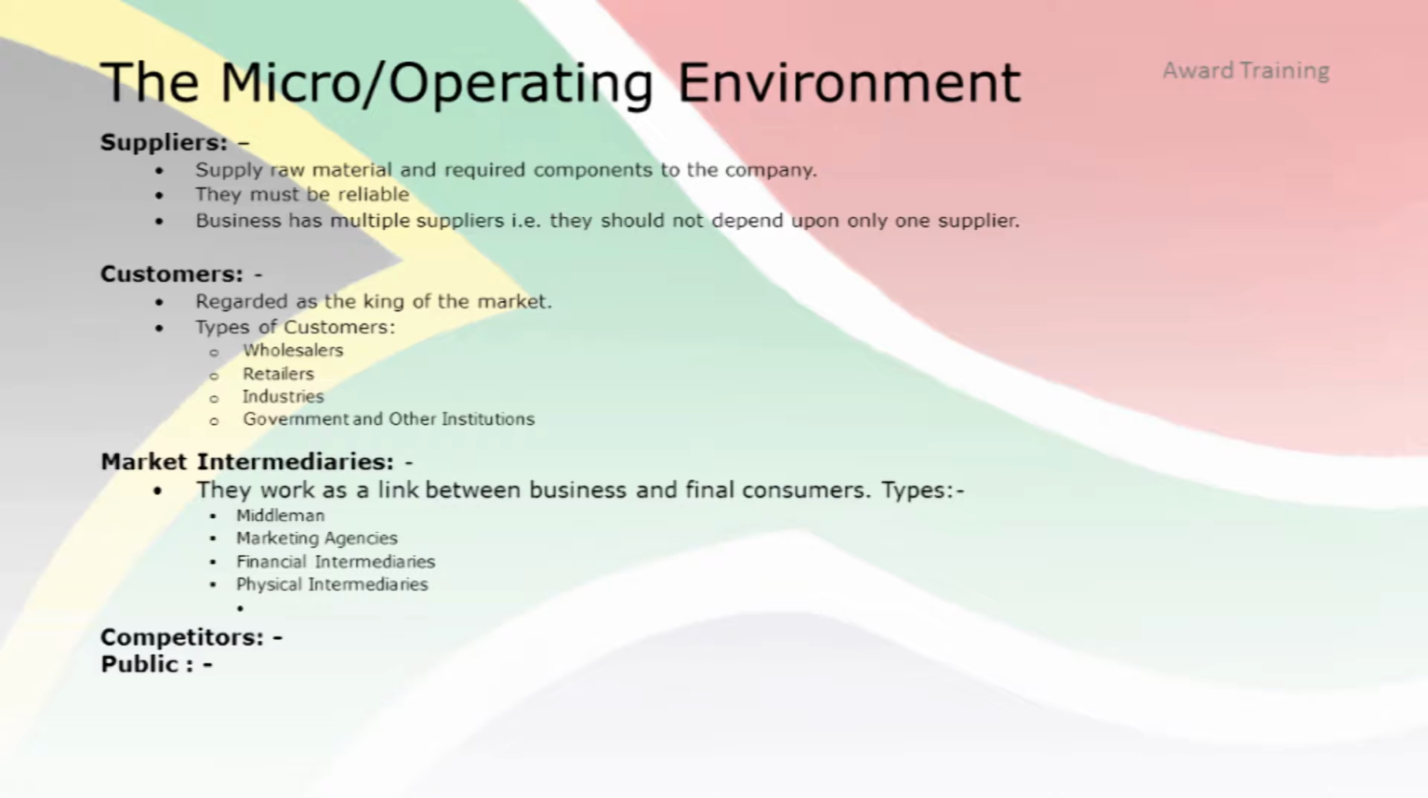Market intermediaries are another thing that affect the micro part of a business. They're the link between business and the final customers, such as the middleman, marketing agencies, financial institutions, or even physical intermediaries, such as suppliers of raw materials at some times. Don't forget also, we've got competitors and the public as well. These play a major role in the micro part of a business's life.